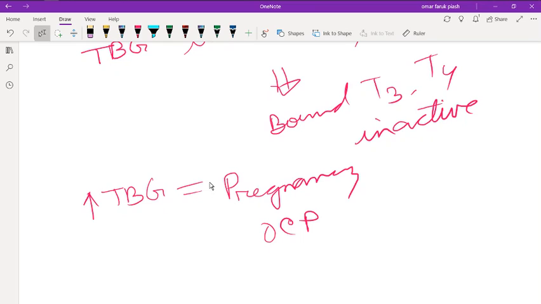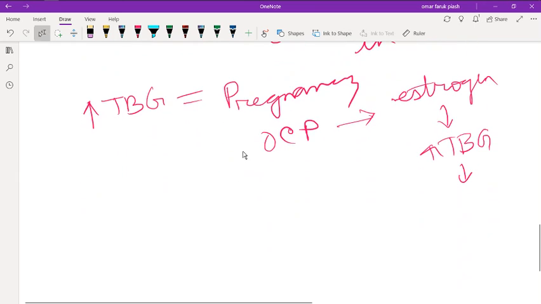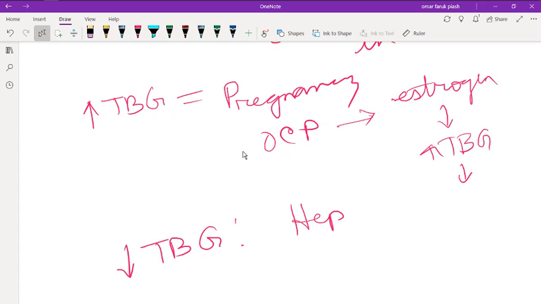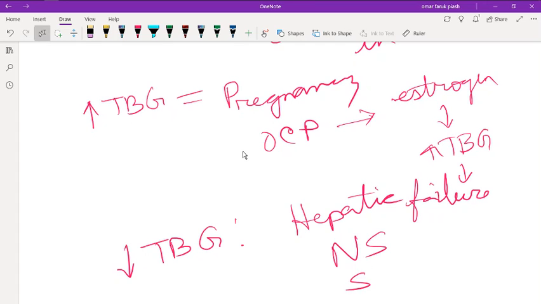And this thyroxine binding globulin increases in pregnancy, in OCP use, because if you use OCP there is increased estrogen and increased thyroid binding globulin. So total T3 T4 will increase. And thyroxine binding globulin TBG is decreased in hepatic failure, in nephrotic syndrome, and in steroid use.